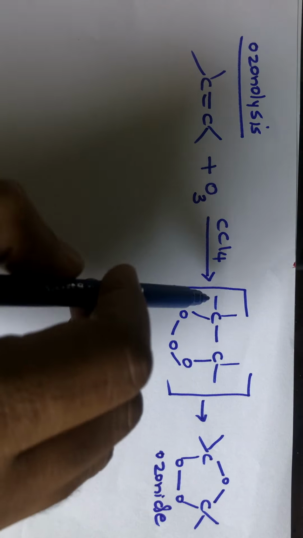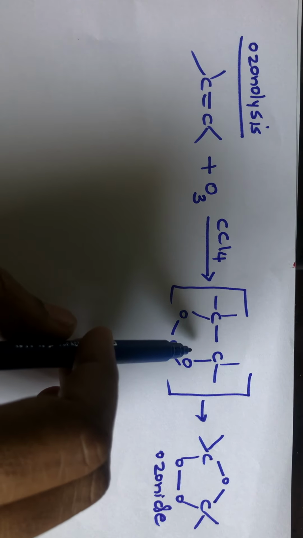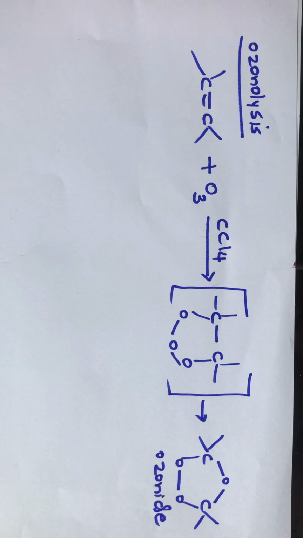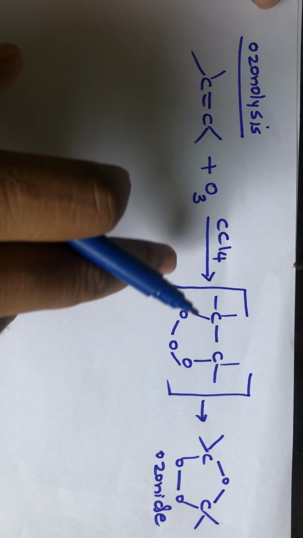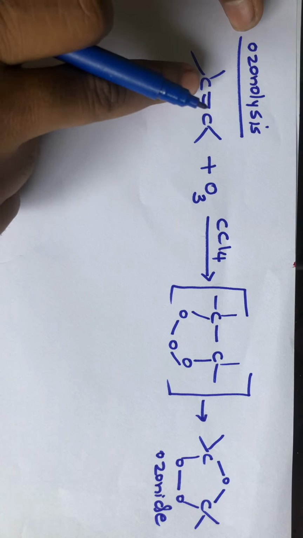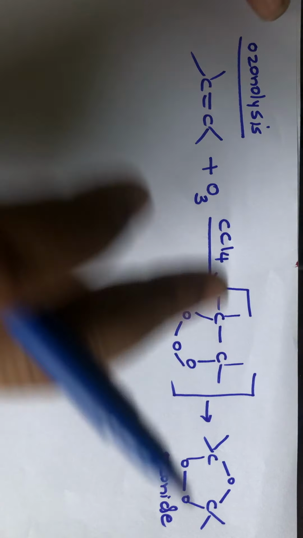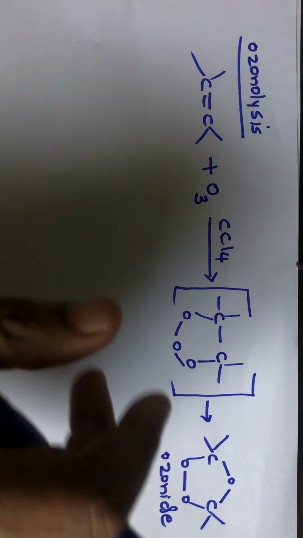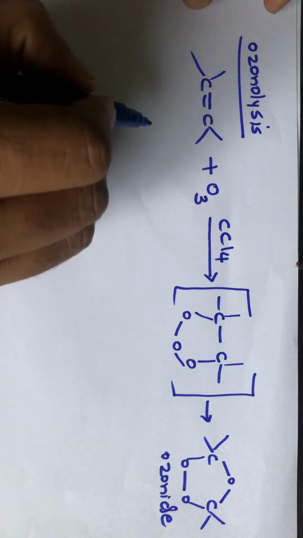Carbon-carbon double bond, ozone, to form this structure. It gives you a cyclic ozonide. The initial addition product is formed by addition, and then it rearranges to give you an ozonide. So this is the cyclic ozonide that is formed.